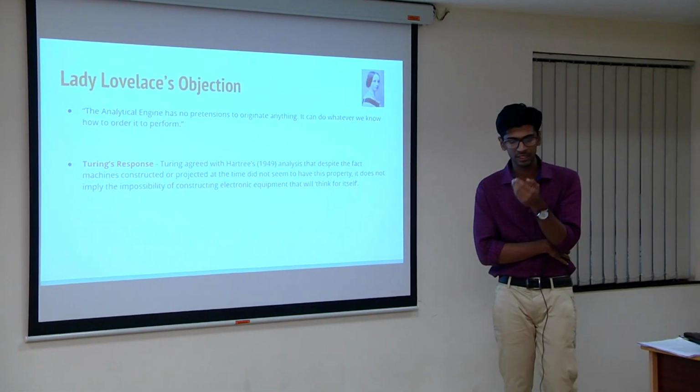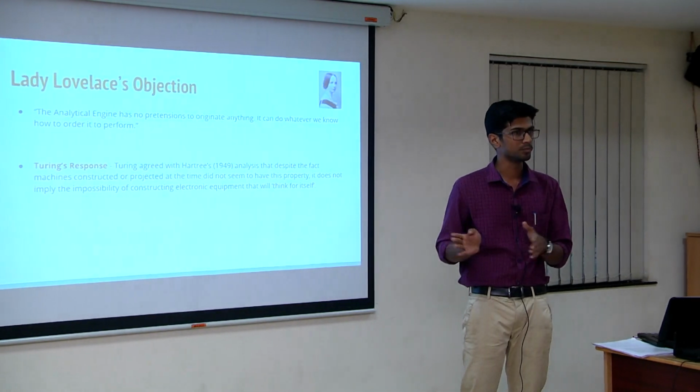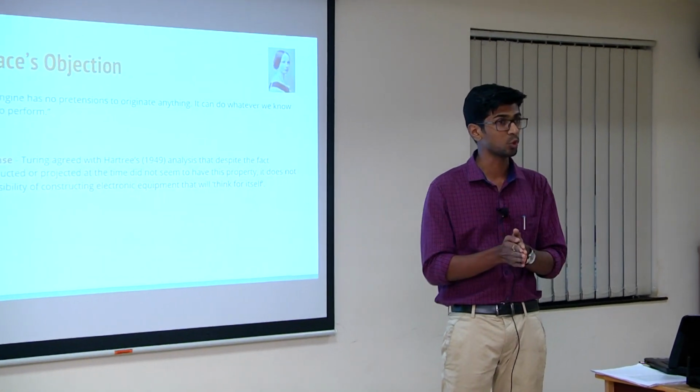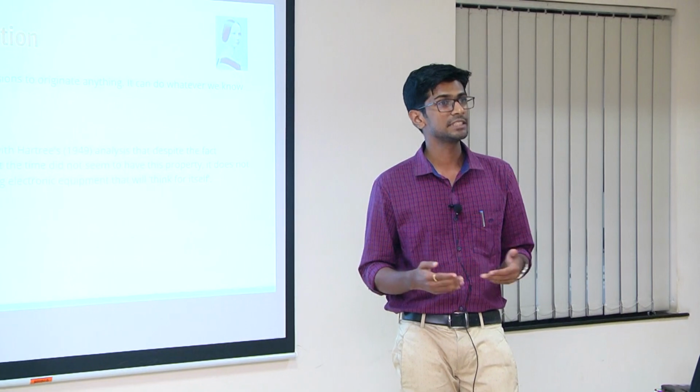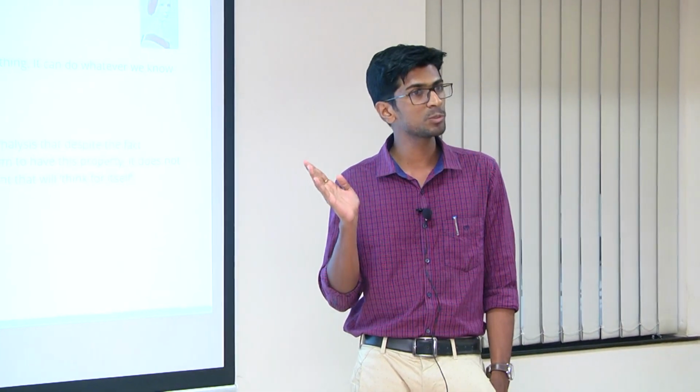This is a kind of inductive reasoning. At that time, from her observation, it was true, but not today. It has changed. Turing says that this observation is valid for that time, but this doesn't mean that in future we cannot build a machine which can do creative things. And the test of time has proved that. We now have different machines that are able to do several creative things.